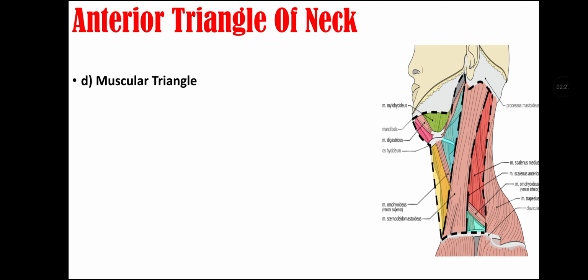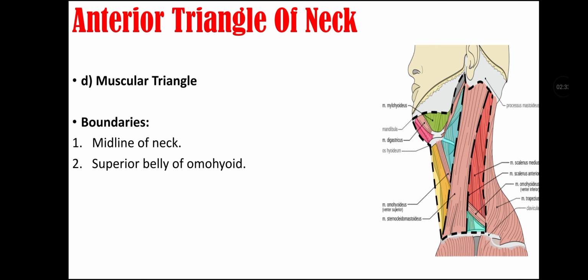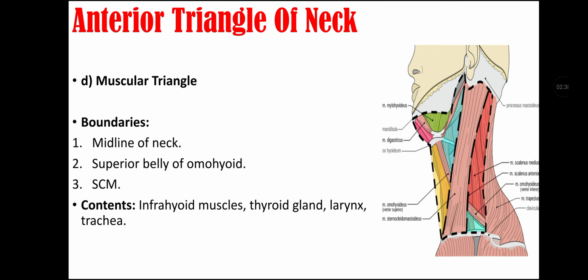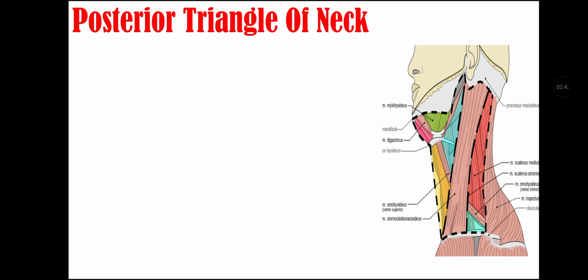Fourth subdivision of the anterior triangle of neck is the muscular triangle. It is bounded by the midline of the neck, the superior belly of omohyoid, and the sternocleidomastoid muscle. Its contents include infrahyoid muscles, thyroid gland, larynx, and trachea.